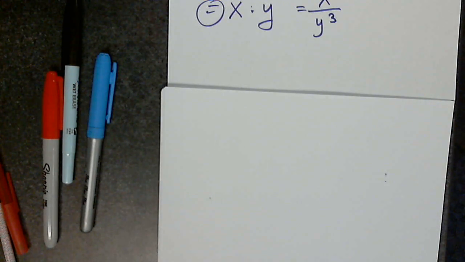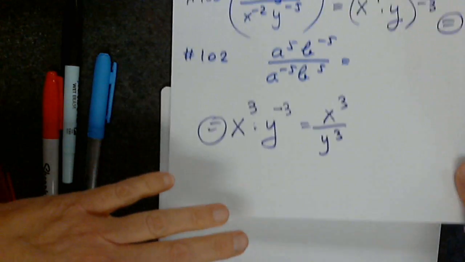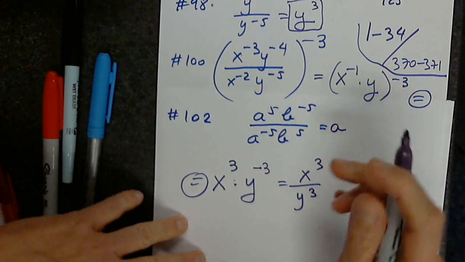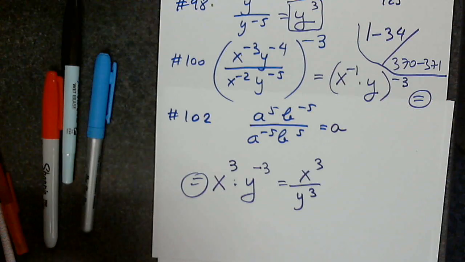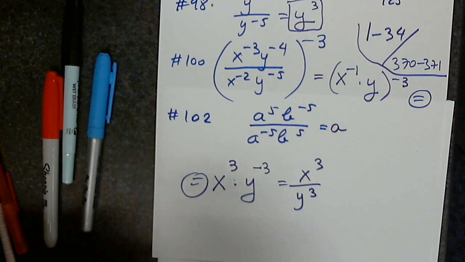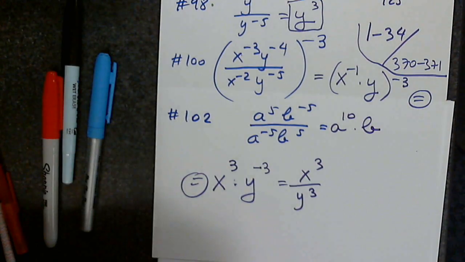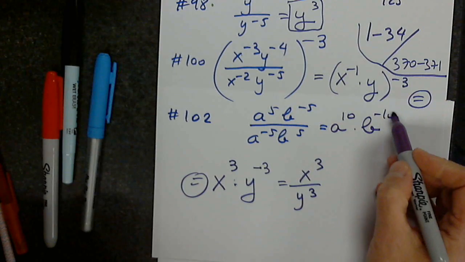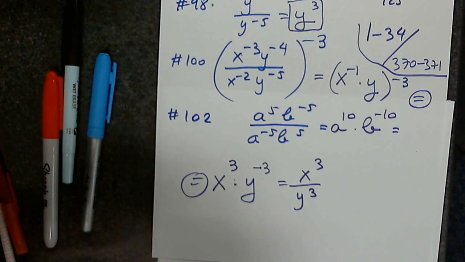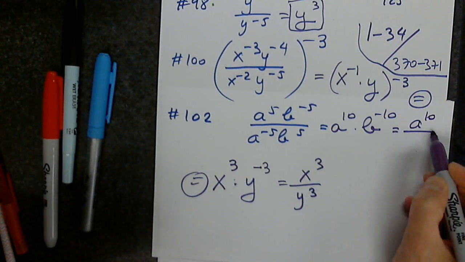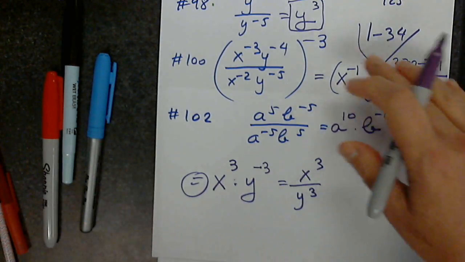Okay, we copy the base in 102. What happens to the exponents? From 5, I subtract -5. What is the power? 10. Then I copy B. From -5, I subtract 5. Which one stays? Which one goes? A stays, B goes. Very good. Let's look at some divisions and then we can stop.